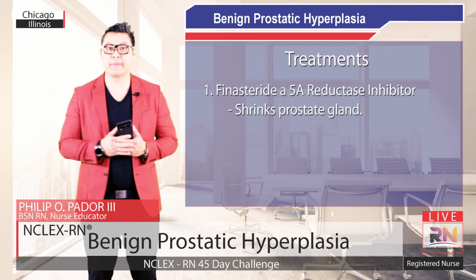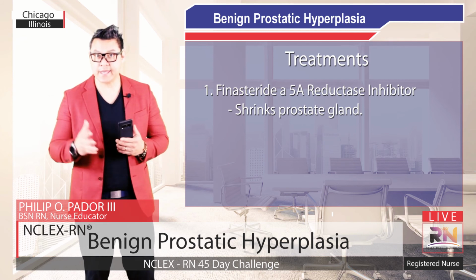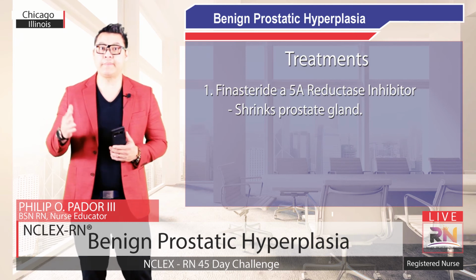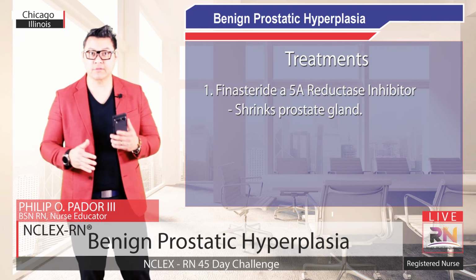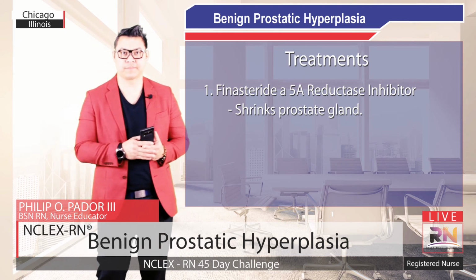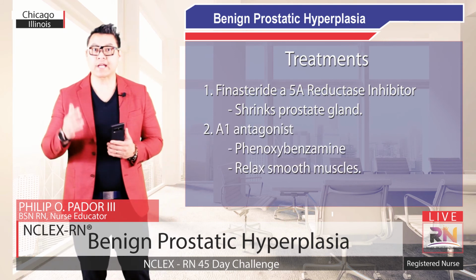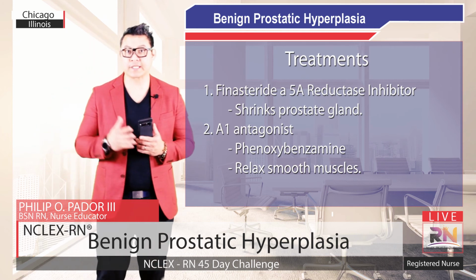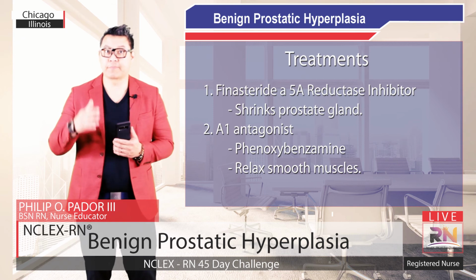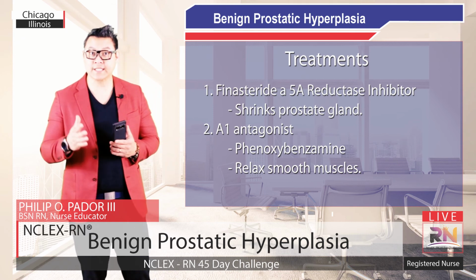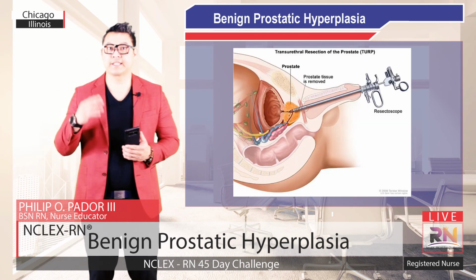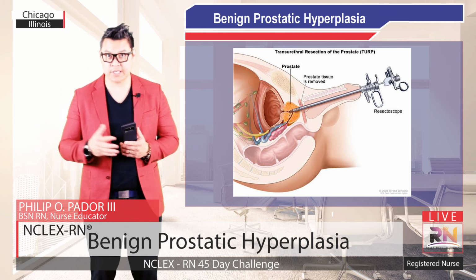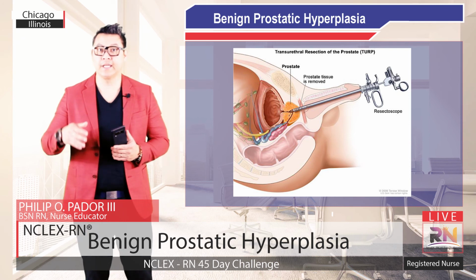This can be done through medications like finasteride, a 5-alpha reductase inhibitor, which shrinks the prostate gland by inhibiting the conversion of testosterone into dihydrotestosterone. Next, alpha-1 antagonists like phenoxybenzamine can bind to alpha-1 receptors on the smooth muscles in the neck of the bladder, the prostate, and the urethra, causing them to relax and allow urine to pass. In some cases, surgical procedures like transurethral resection of the prostate, or TURP, can be done to remove part of the prostate.